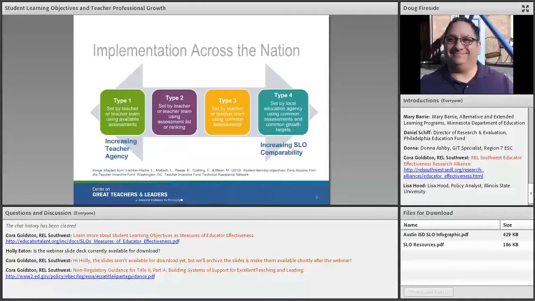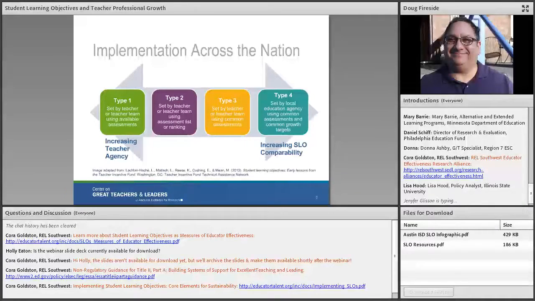And so what is sort of the spectrum of how SLOs have been interpreted? It really varies. And I actually will say that this sort of spectrum that you see in front of you starts with type 1, where all of the control is set at the teacher level. Teachers decide the content, teachers decide what assessments will be used, what growth targets are appropriate, what type of teaching will be focused on, and that really focuses a lot on trusting the teachers to make sure that they are having rigorous yet attainable growth targets.